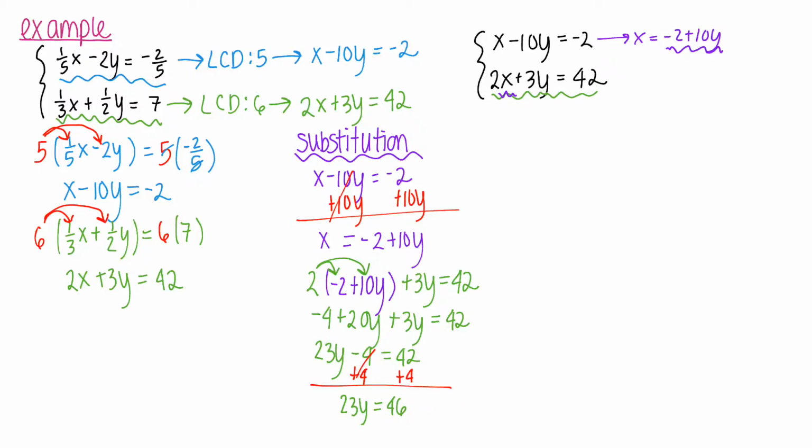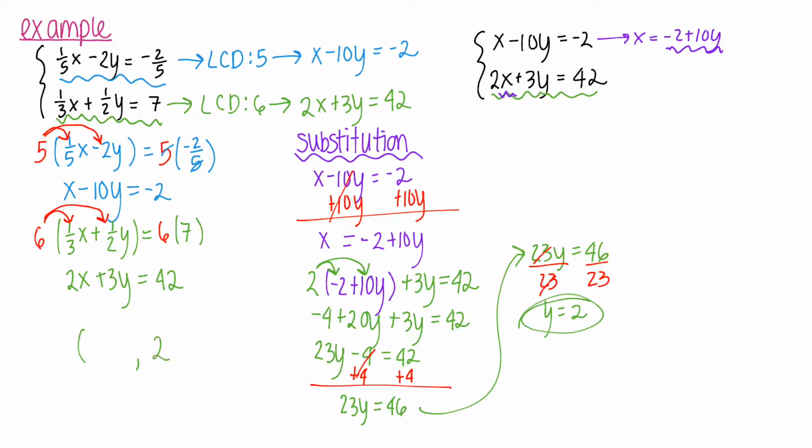Sorry, things froze for a second there. So 23y equals 46. Dividing by 23, we get y equals 2.